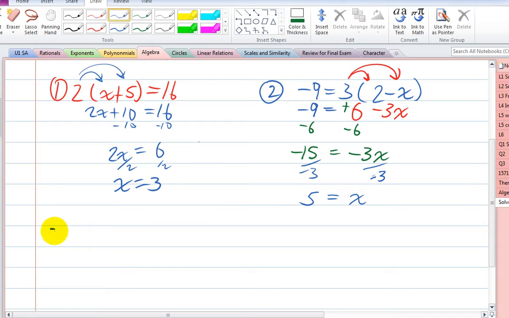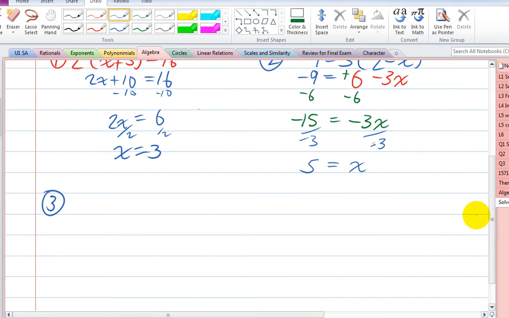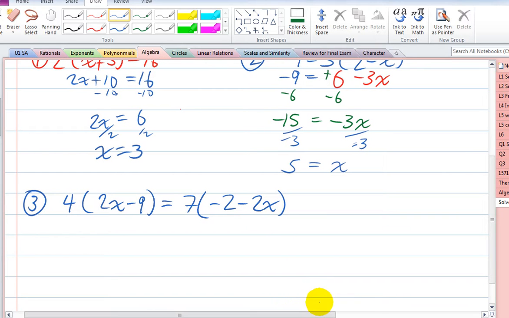So now we're going to thumbs up down the middle. What would you guys say? Good. Okay, it's not a huge crazy thing. So we're going to get a little bit more intense now. Question number 3. We're going to go 4 bracket 2x minus 9 bracket equals 7 bracket negative 2 minus 2x bracket. Okay. So you're going to see some questions like this.